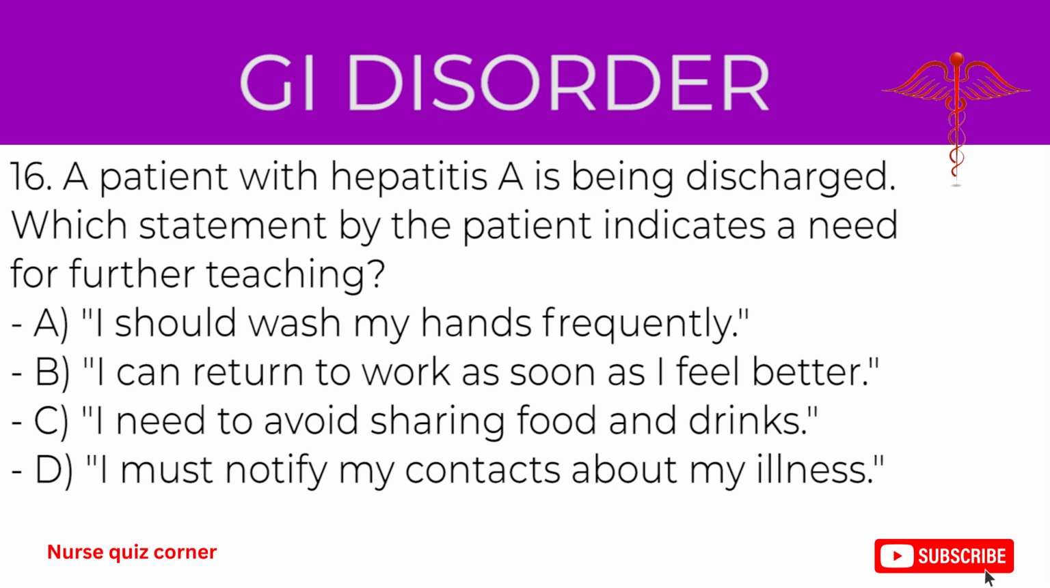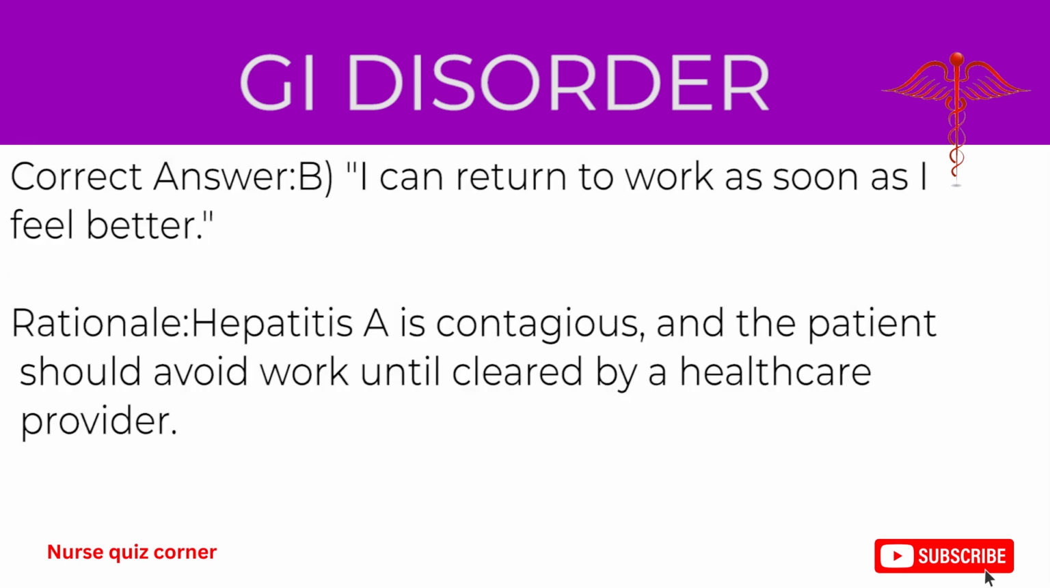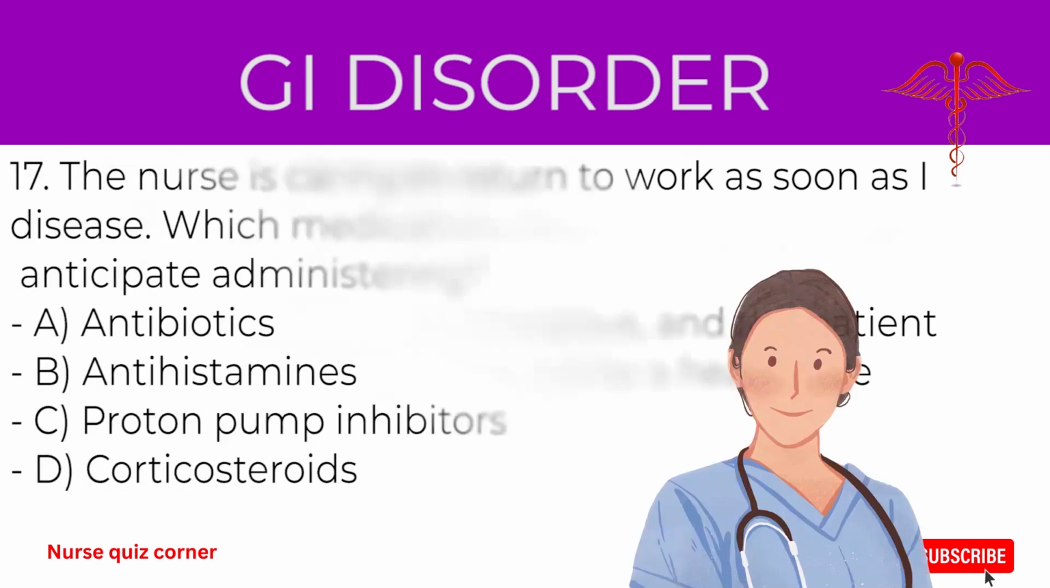C. I need to avoid sharing food and drinks. D. I must notify my contacts about my illness. Correct answer: B. I can return to work as soon as I feel better. Rationale: hepatitis A is contagious, and the patient should avoid work until cleared by a healthcare provider.